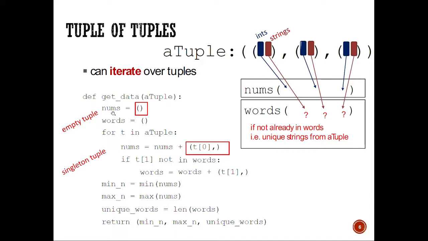So here nums is an empty tuple and words is an empty tuple. Now we are iterating over the values within the tuple. Here we are concatenating the value that we are reading at t at index 0, so it reads the first tuple, and we are stating that if t at index 1, which is this value, is not in words, we add it to words.